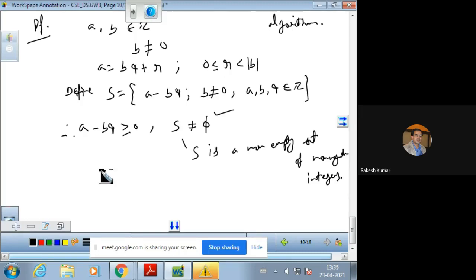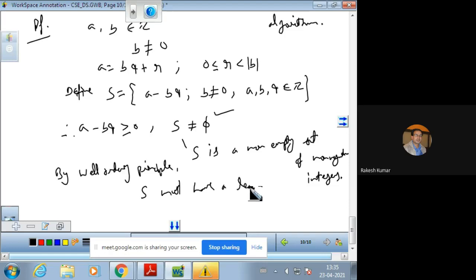So by the well ordering principle, now we are using well ordering. By the well ordering principle, S must have a least element. इसमें छोटा एलिमेंट जरूर होना चाहिए, least element, and we suppose that this is the element a minus bq is equal to s. This is the element we are going to take.